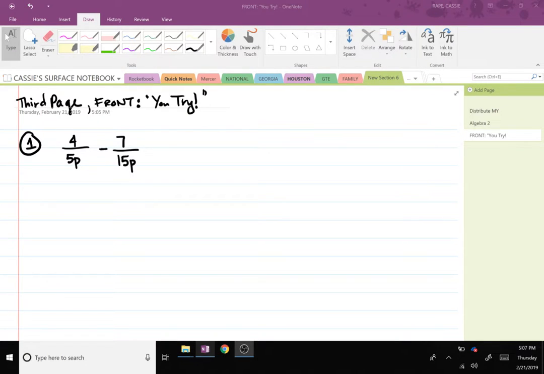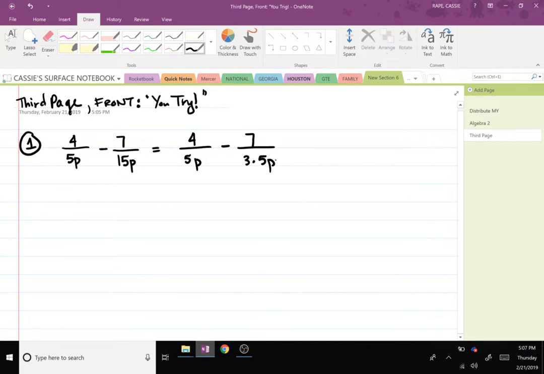This is the third page of your packet. On the front, it's number 1 of the Try section. You've got 4 over 5p minus 7 over 15p. Now, the way that I like to do this is to basically factor everything. 4 over 5 times p can't be factored, minus 7 over 15 is 3 times 5 times p.